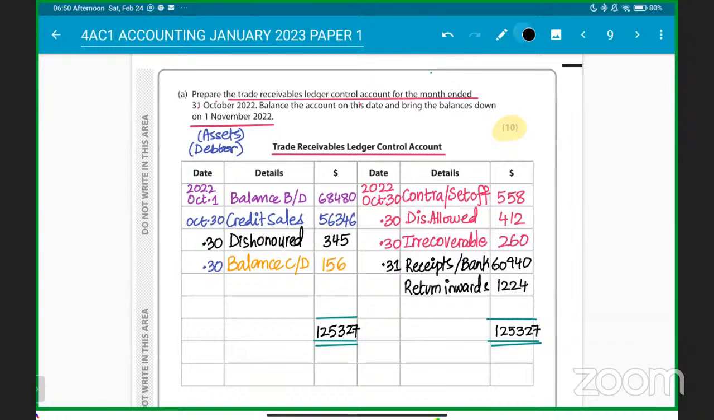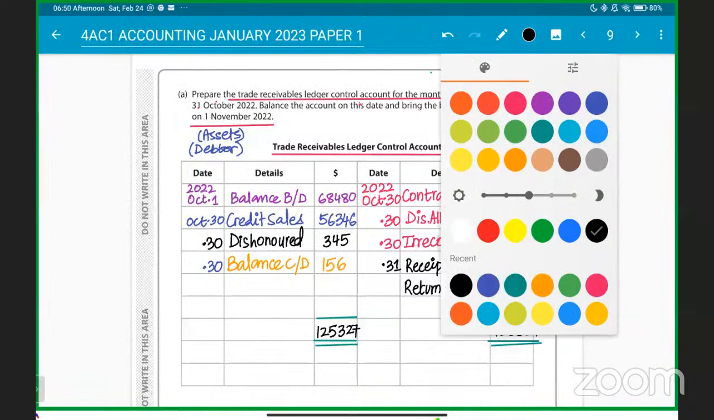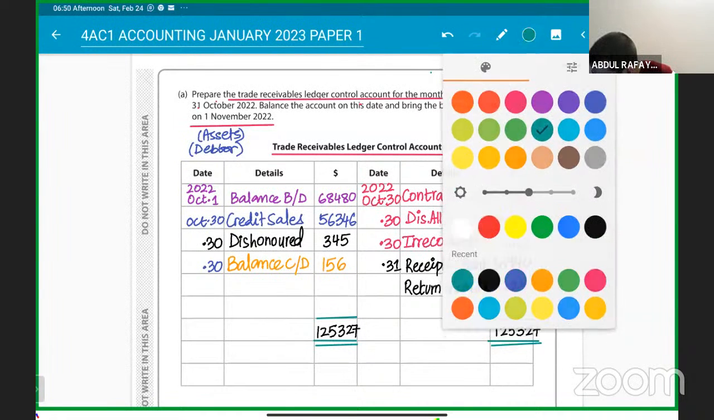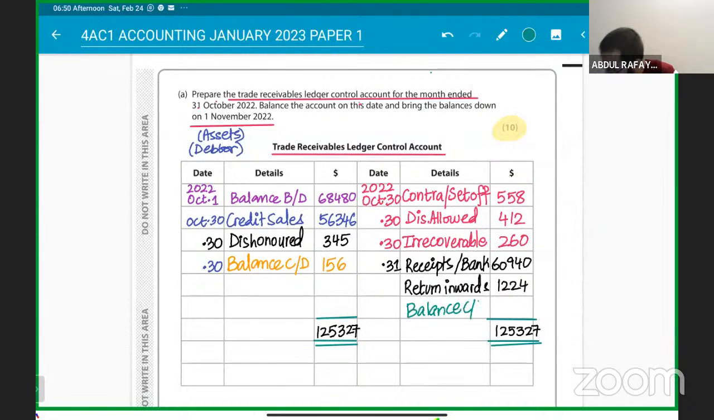And then you subtract it. So you will get, let's do it in the green color, the balance carried down for the next month will be 125,327 minus 558 minus 4,112, 260, 60,940, 1,224. So I'm getting 61,933.